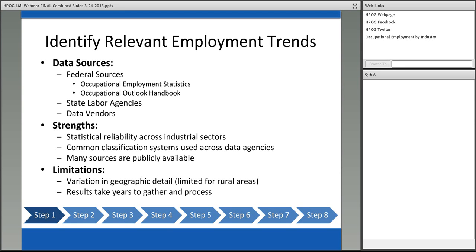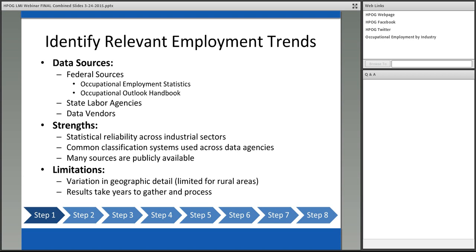Some strengths of this sort of traditional labor market information include its statistical reliability across industrial sectors. So it is a good source of information across the U.S. workforce. This information also uses common classification systems with common coding. So for example, a registered nurse who is identified as such in one data source can often be matched against other data sources that also use the same classification system. A major advantage of using traditional data is that it's publicly available, often free of charge, and easy to access. But there are some limitations.